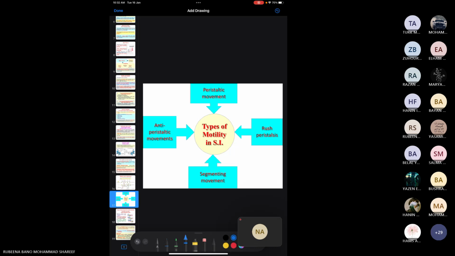Now, the main topic, types of motility in small intestine. So we have got four. Peristaltic movement. Peristaltic movement means propulsive movement, means movement of chyme or the bolus from one place to another.